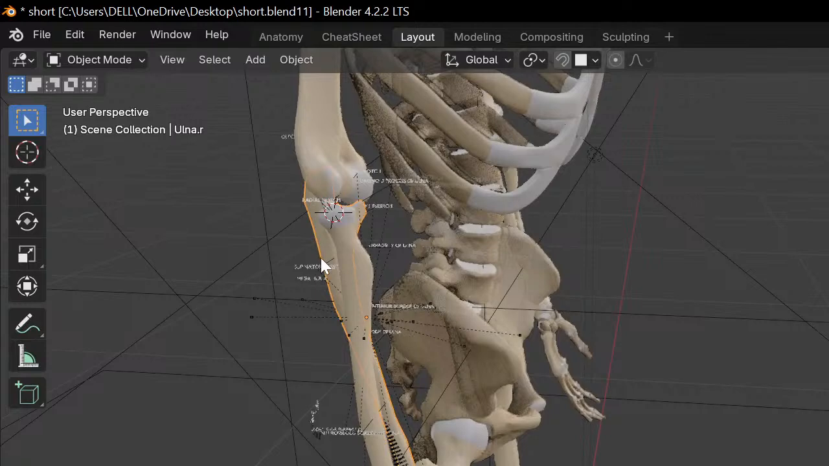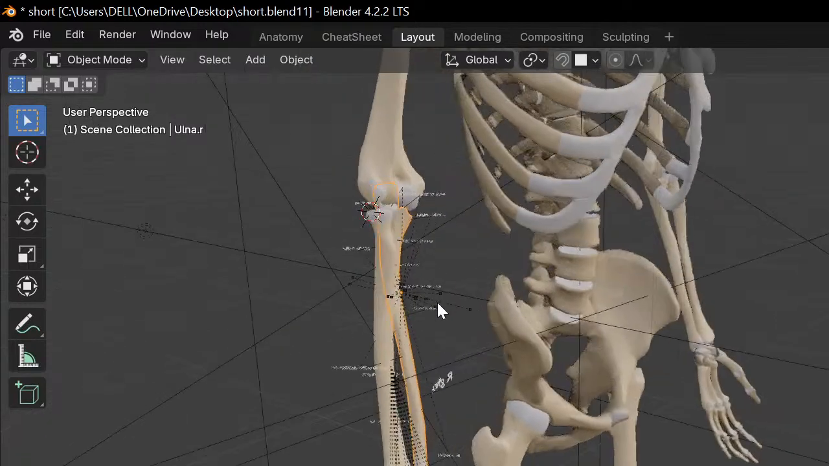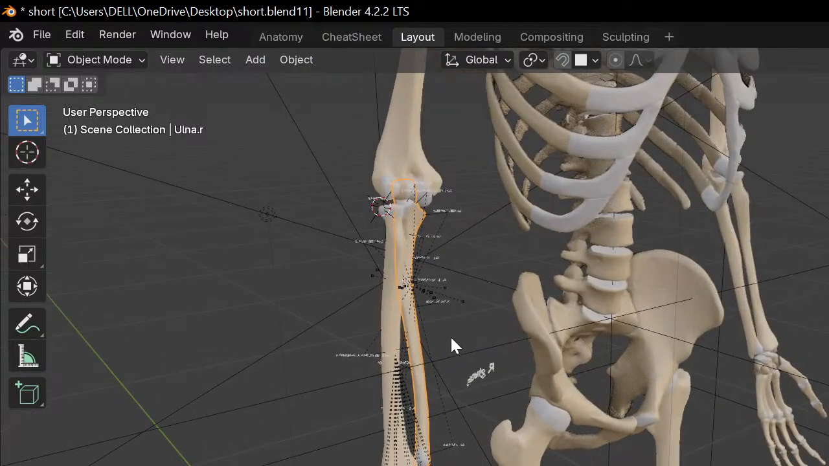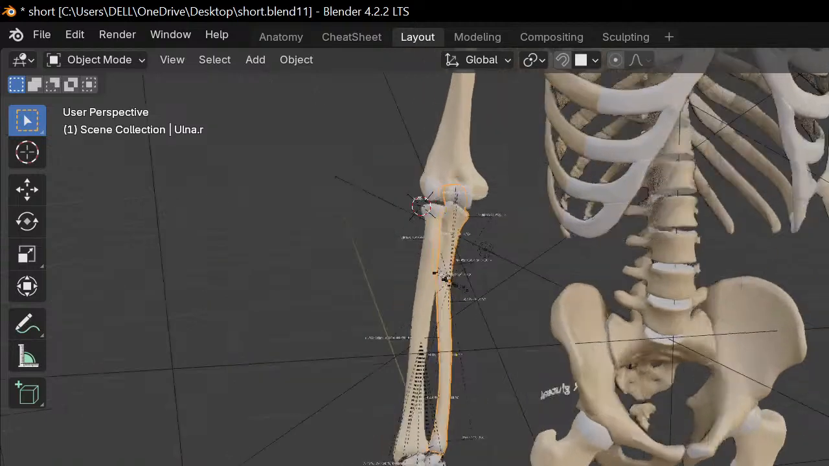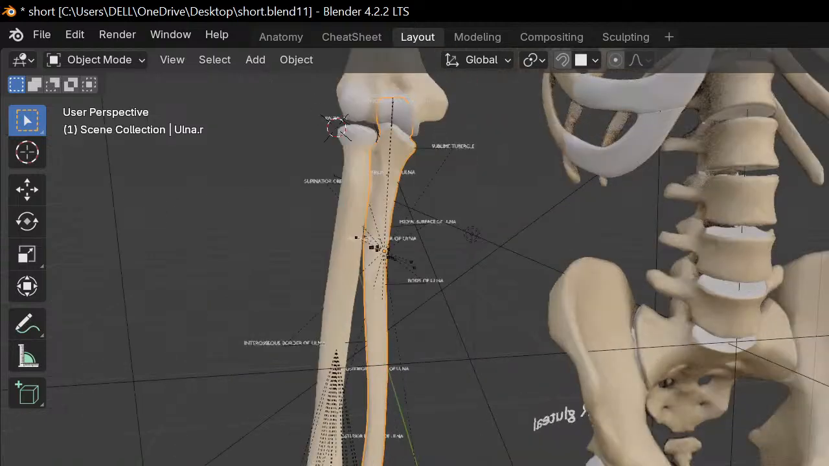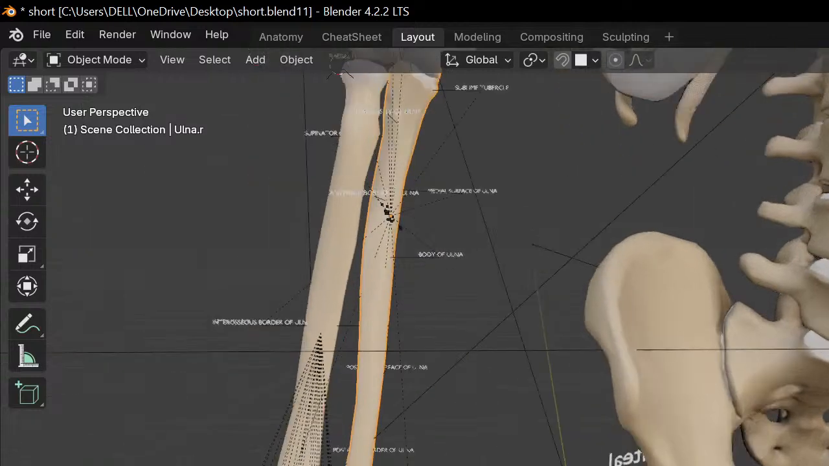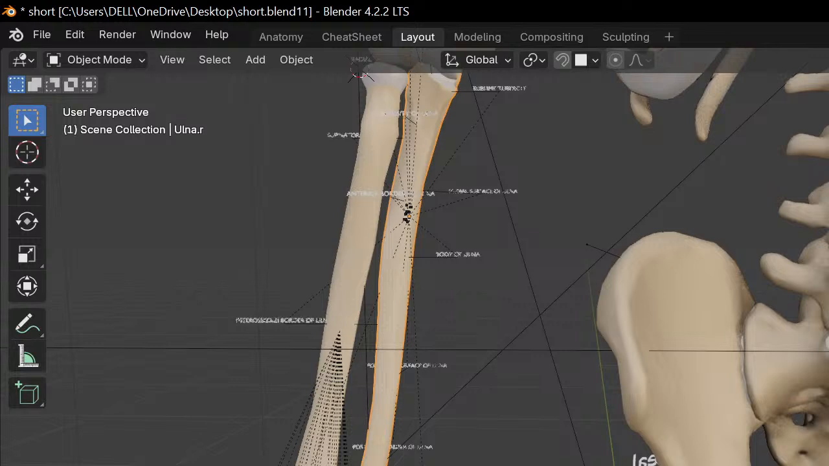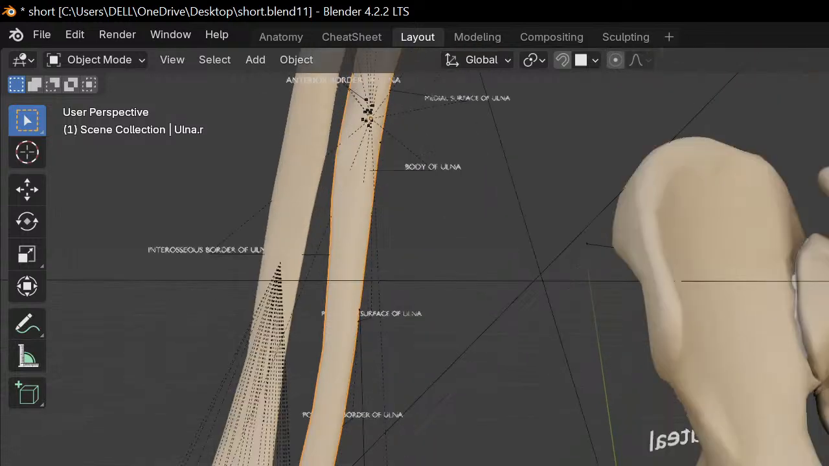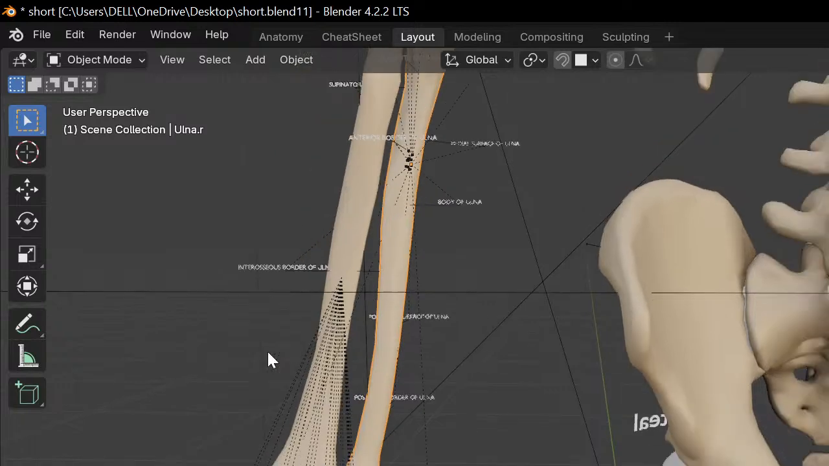Basically, that's the proximal end of the ulna, and then it thins out distally to form the head of the ulna. Now, just on the medial side of the head, we have the styloid process. So this little projection is the styloid process of the ulna.